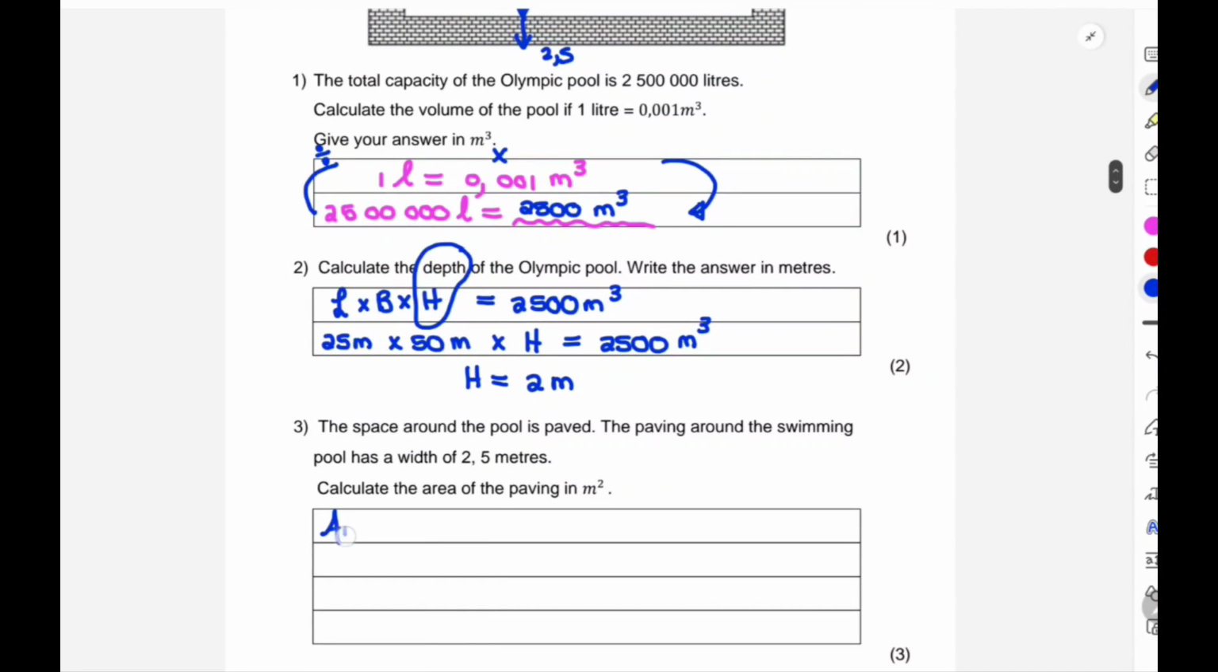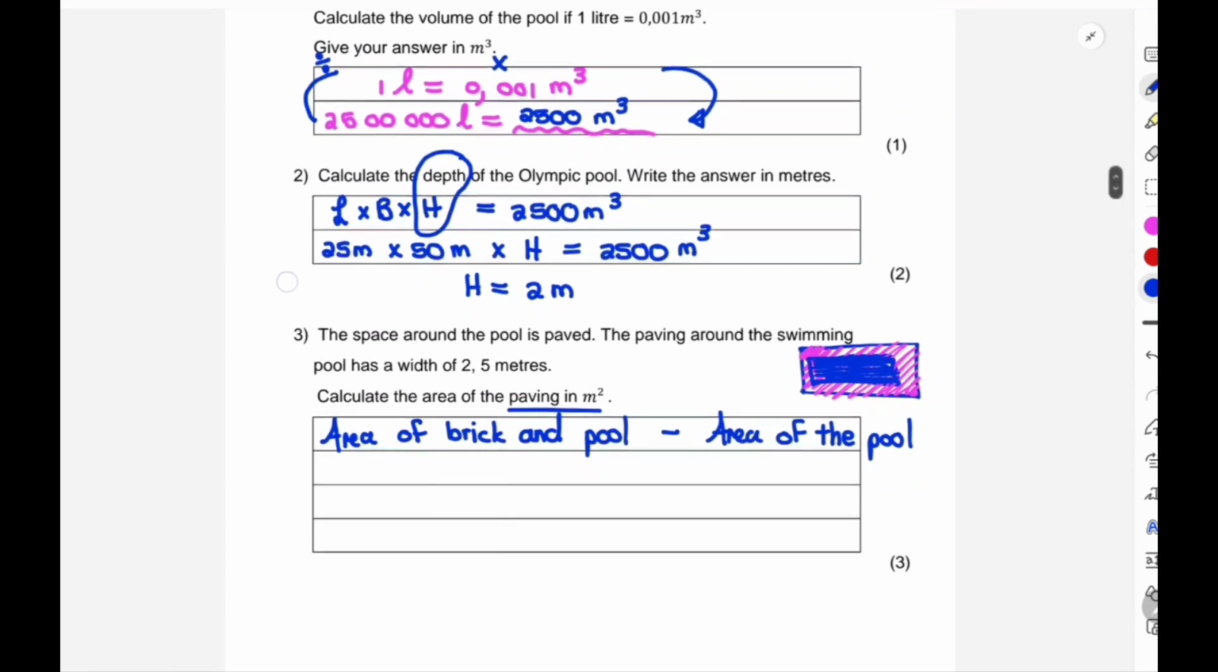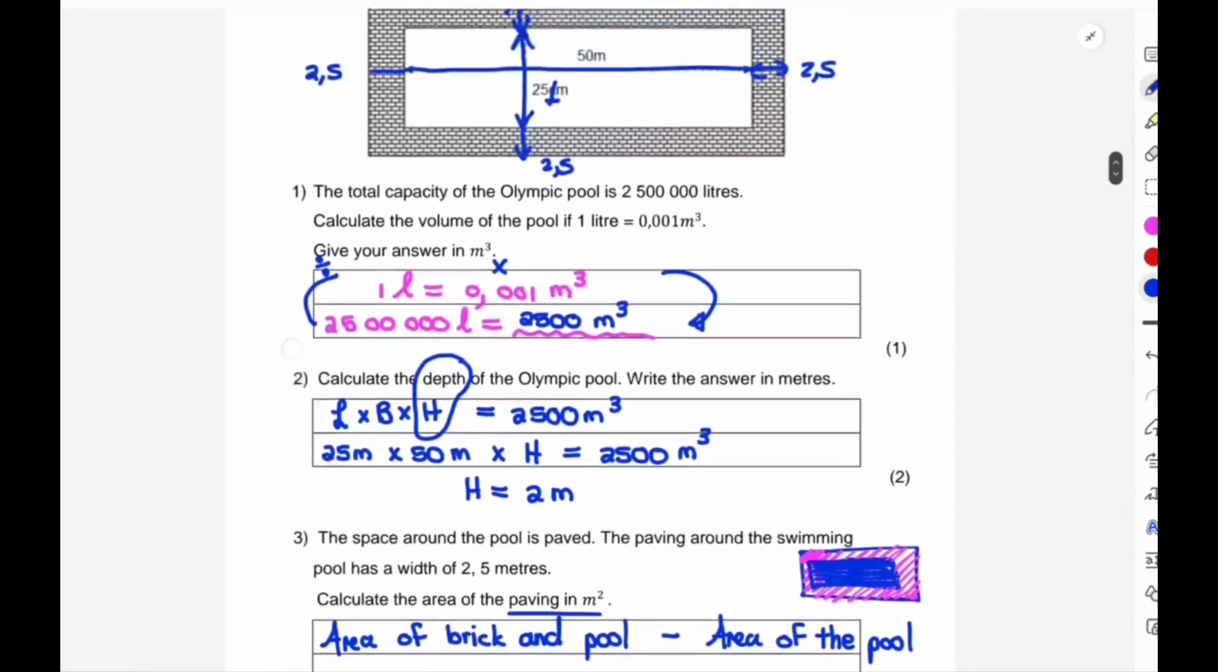So it's going to be the area of brick and pool minus the area of the pool only, which will give you the area of the paving. I hope that makes sense. So it's the area of the pool and the bricks. So if I had to color it, it's everything minus the area of the swimming pool will leave you that pink area of the paving. Okay, so it's the area of the brick and pool minus the area of the pool.